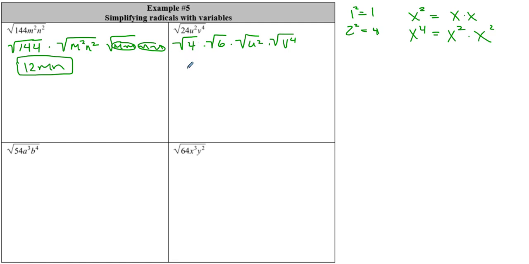Square root of 4 is 2 times, we got the square root of 6. Okay, square root of u squared, right? If I have u times u, I could take out 1 u. And then if I have v to the 4th, remember that's how many? v times v times v times v. I'm taking out 2 groups of v's. So the way we write 2 groups of v's is we actually square it. And we want to put everything before the radical, so we would actually write this down as 2u v squared radical 6.